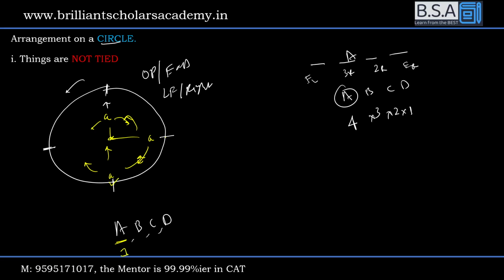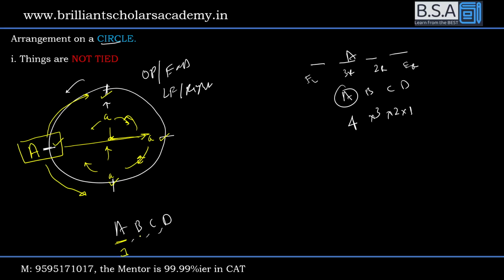This place is same as this place, and this place. All places are identical. So the first person has only one way. Once the first person sits, there is a place on the left of A, a place on the right of A, and a place opposite to A.